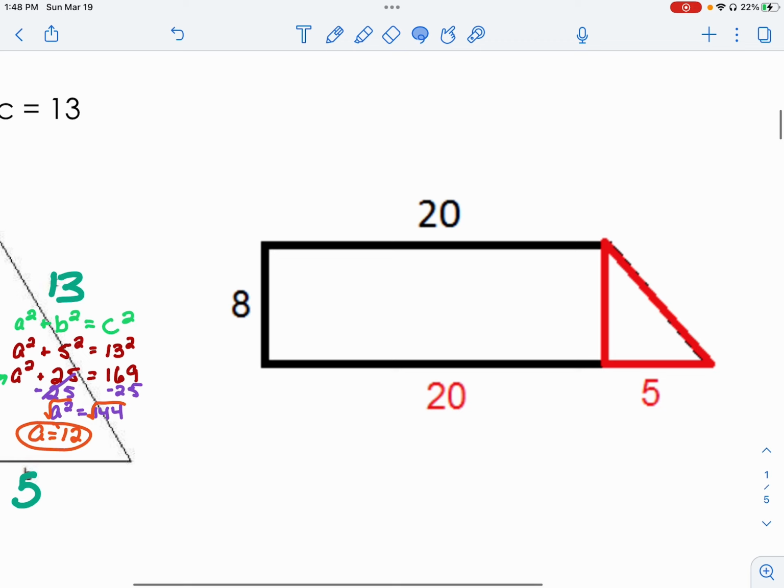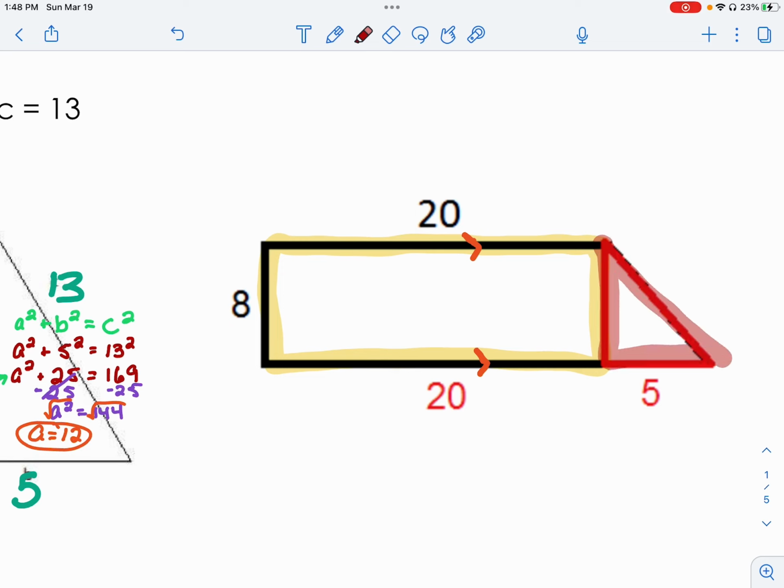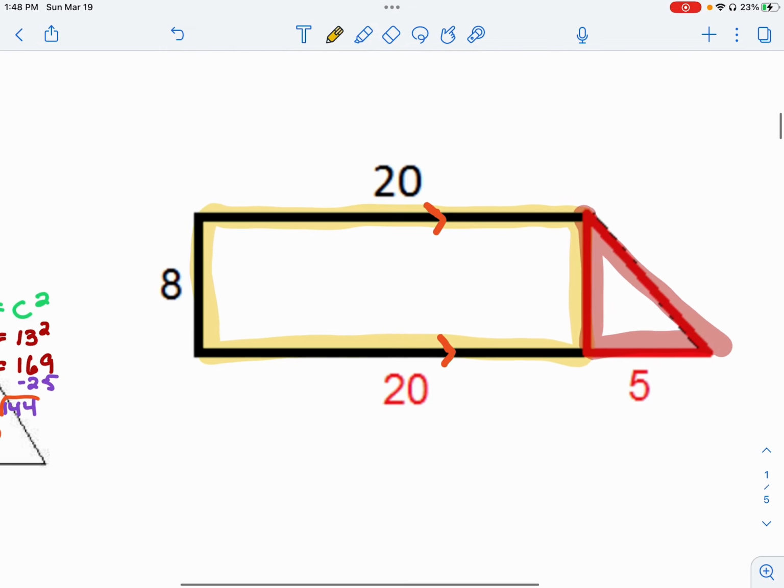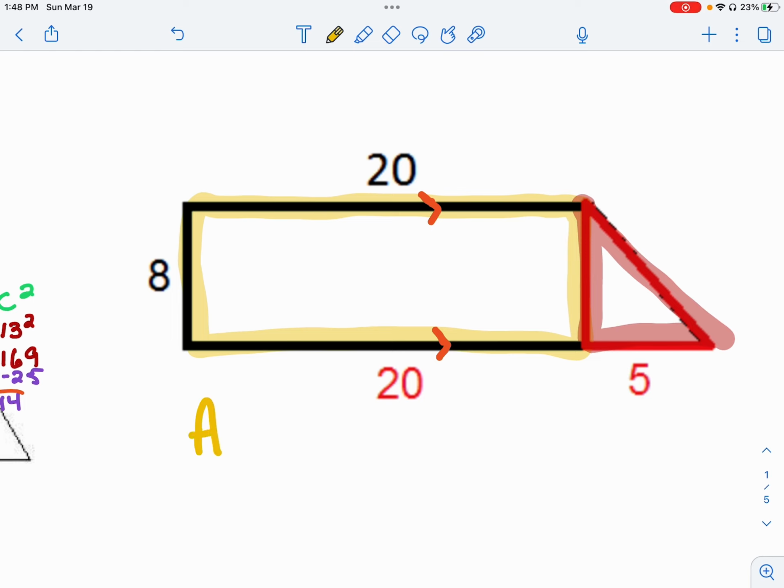So over here we are given a trapezoid. Now remember, for something to be considered a trapezoid, it must have at least one pair of opposite sides that are parallel. And we can go ahead and split up this trapezoid into two shapes. We have split this into a rectangle, and then we have split this into a right triangle. So in yellow first, I'm going to solve the rectangle.